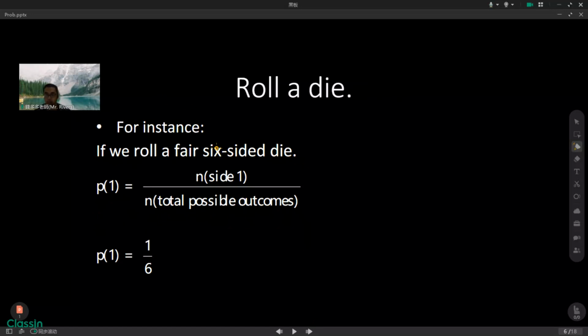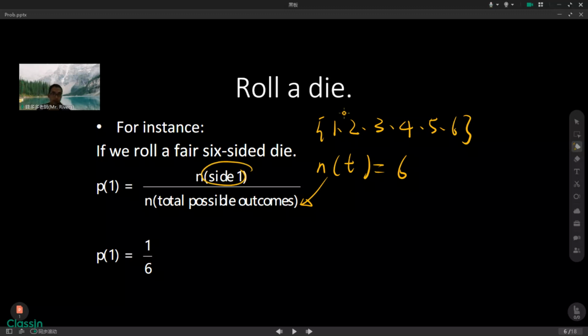For instance, if we roll a fair six-sided die, we know the outcome to be 1, 2, 3, 4, 5, or 6, right? So the number of total possible outcomes is 6. But what about the number of side 1? There's only one. So the probability of rolling a die with outcome 1 is the number of side 1, which is 1, divided by the number of total possible outcomes, which is 6. So it's 1 over 6. Any problem now? If we don't have any problem, we move to the next slide.